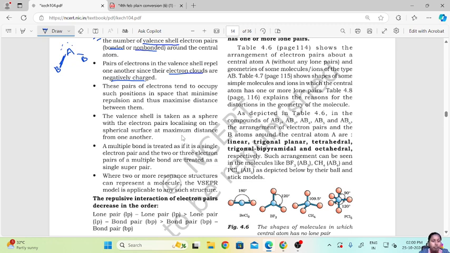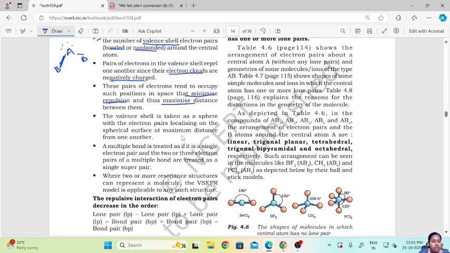These pairs of electrons tend to occupy such positions in space that minimize repulsion and thus maximize the distance between them. Because of this repulsive feature, the electron pairs occupy positions where they face minimum repulsion. To face minimum repulsion, they distance themselves from each other, so the distance between them will be maximum.